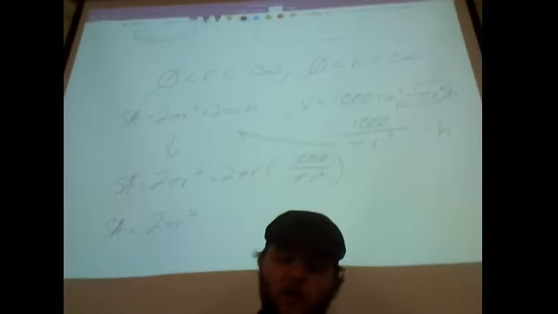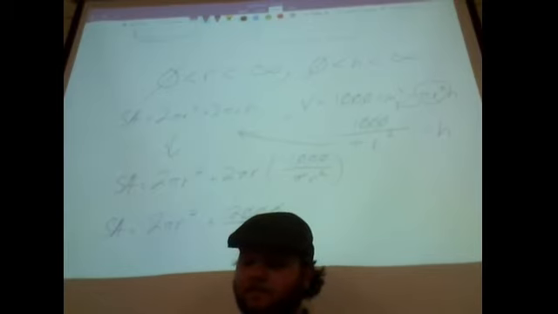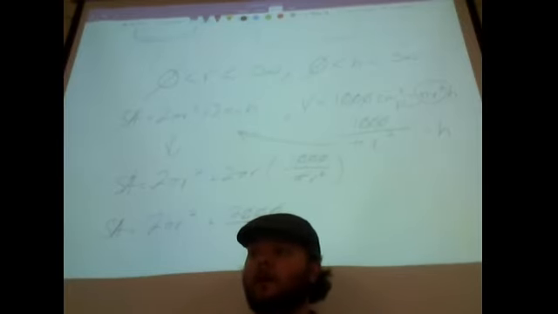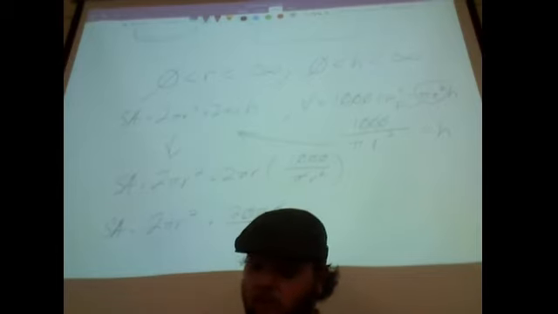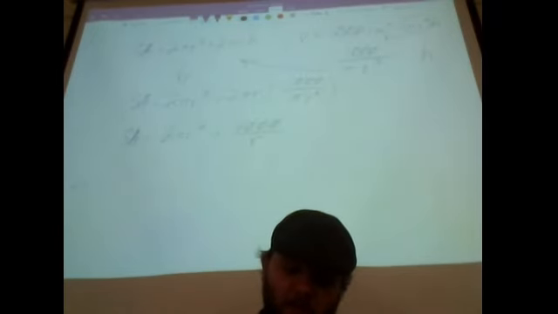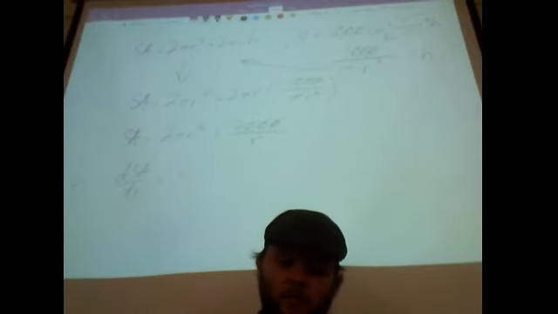So what do I do with this marvelous H is equal to 1,000 over pi r squared? Plug it in, plug it in. Plus 2 pi r times 1,000 over pi r squared. Hey, look, we have some cancellation. What cancels? Pi's and an r. So I'm going to be left with the surface area is equal to pi r squared plus 2,000 over r.